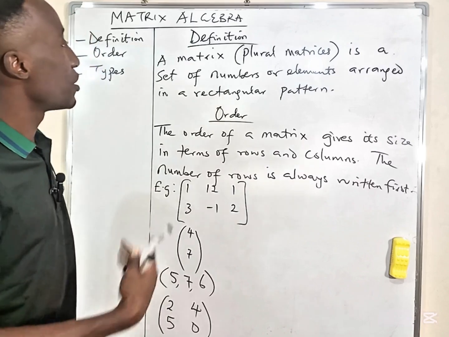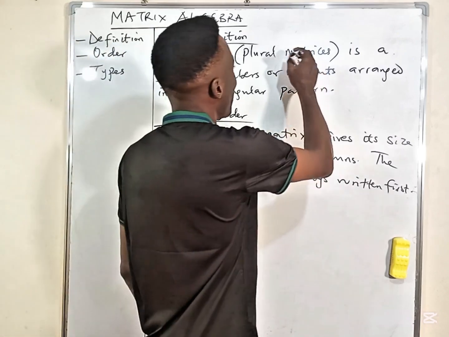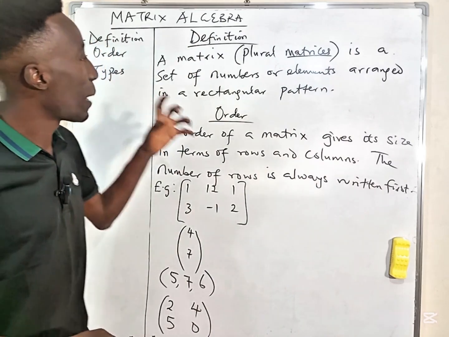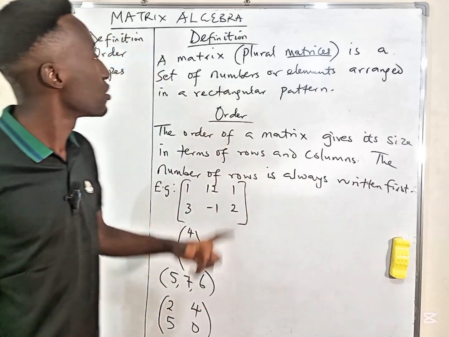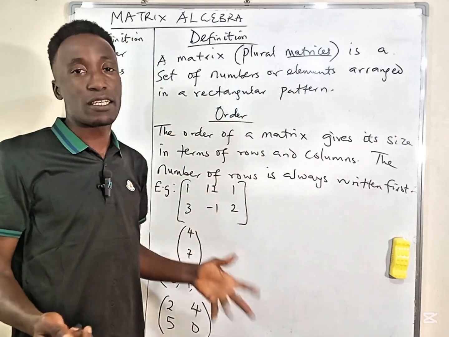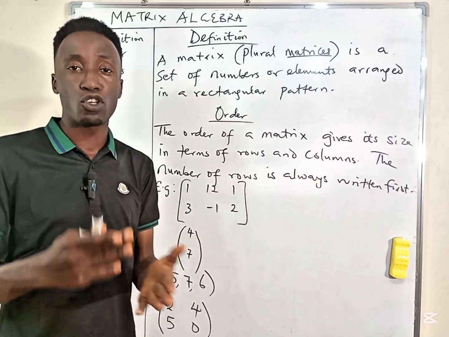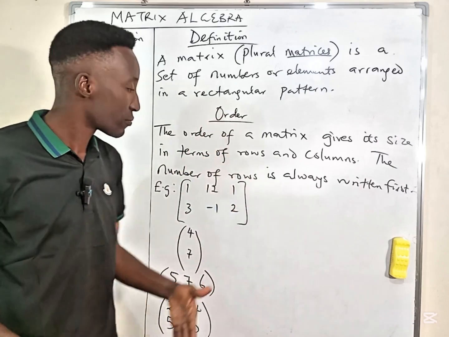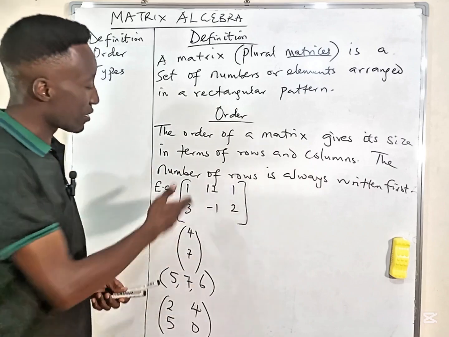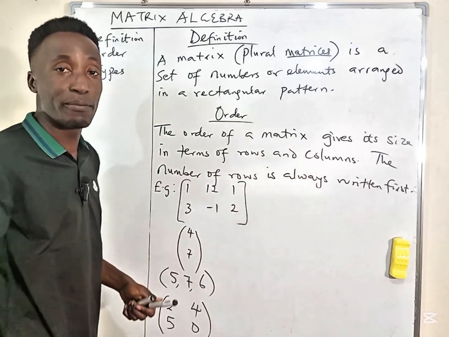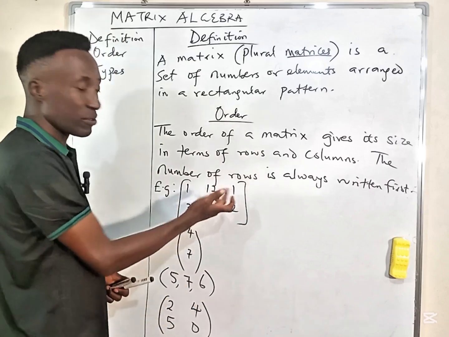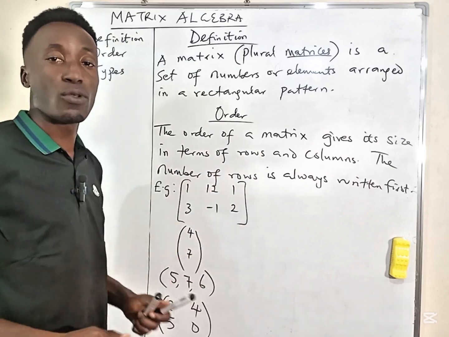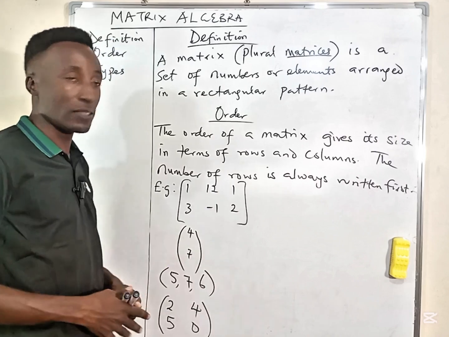A matrix, the plural form of matrix, is what we call matrices. A matrix is a set of numbers or elements, as the case may be, arranged in a rectangular pattern, like what we have here. These are a set of numbers, or we call them elements. Now, these are a set of numbers arranged in a rectangular manner, a rectangular pattern.